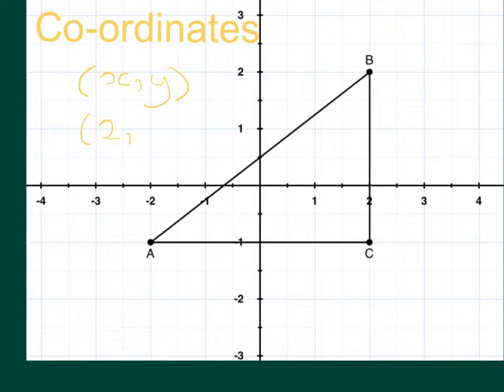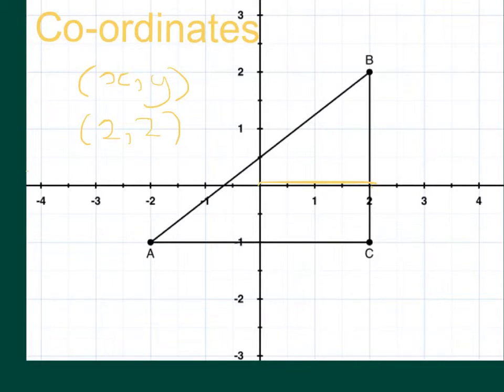Now the y coordinate is the distance from this axis going upwards to the point. So you can see that going from 2 up to B is also 2. So the coordinates then of B are 2, 2.